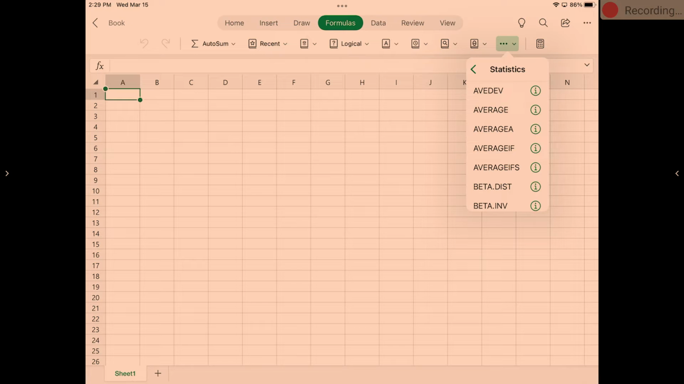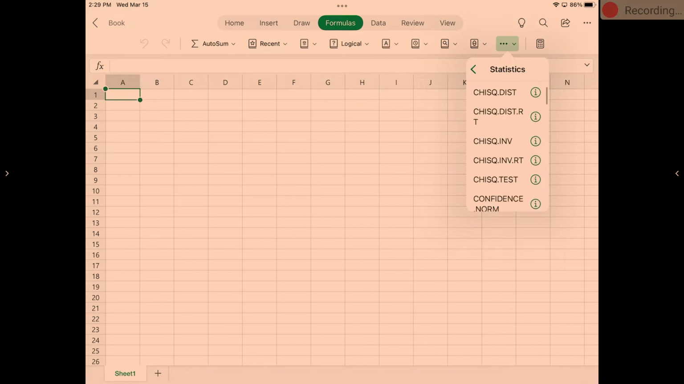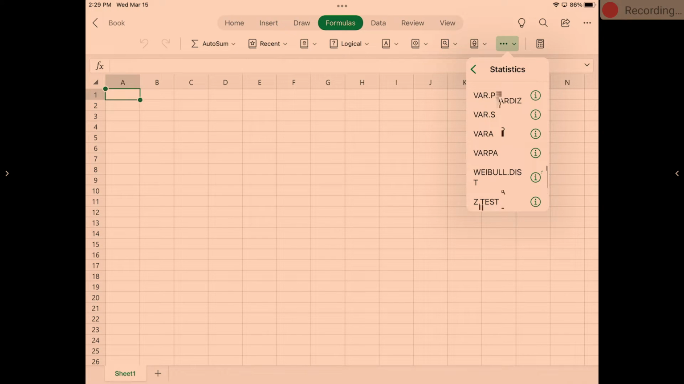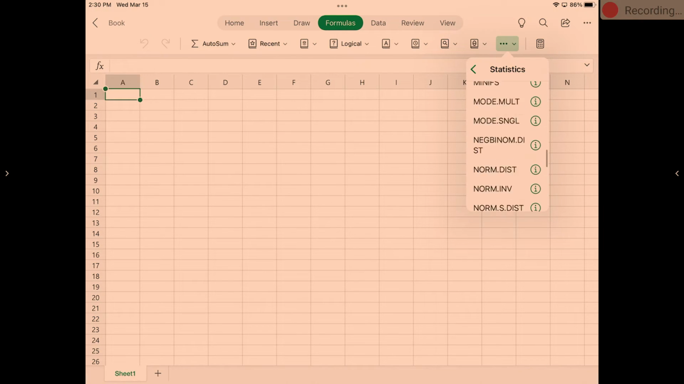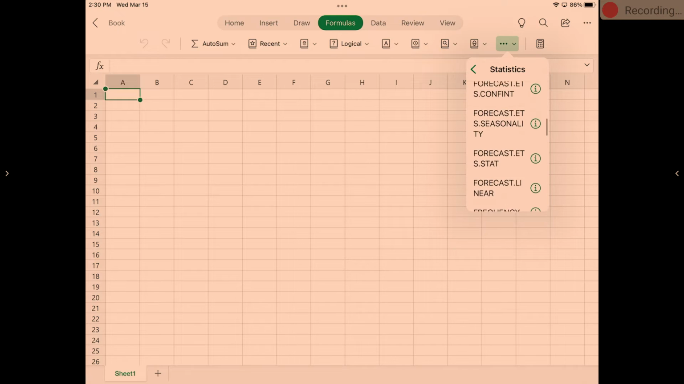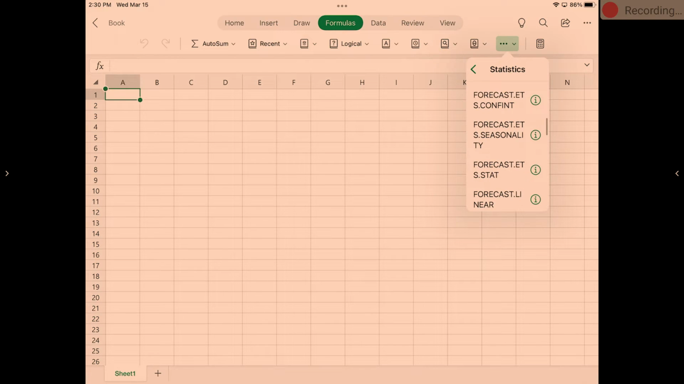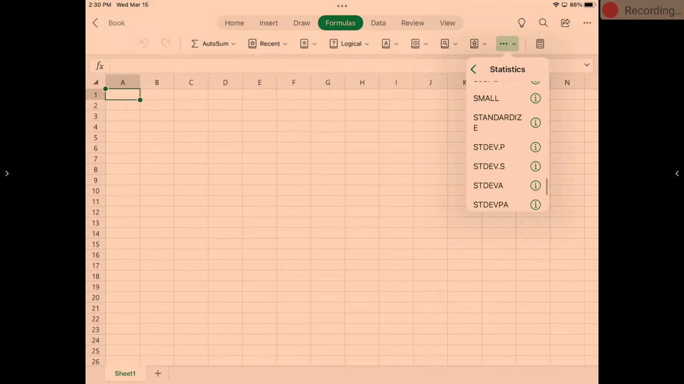You'll notice that there is a long line of information. What are we trying to find? We already found the average. Could you use this to find the average? Yes. But we are looking for standard deviation. Where's that? Probably in the S's. Go alphabetically to the S's.